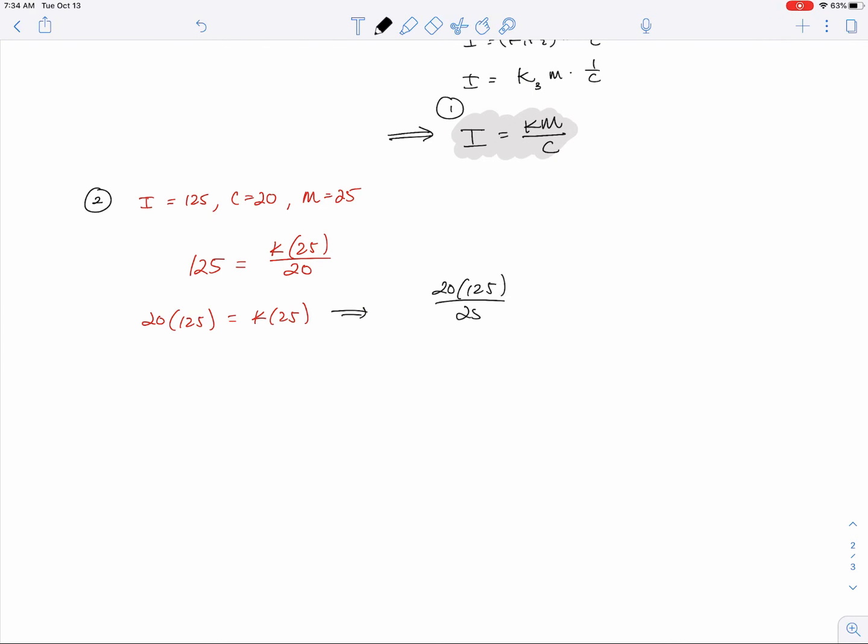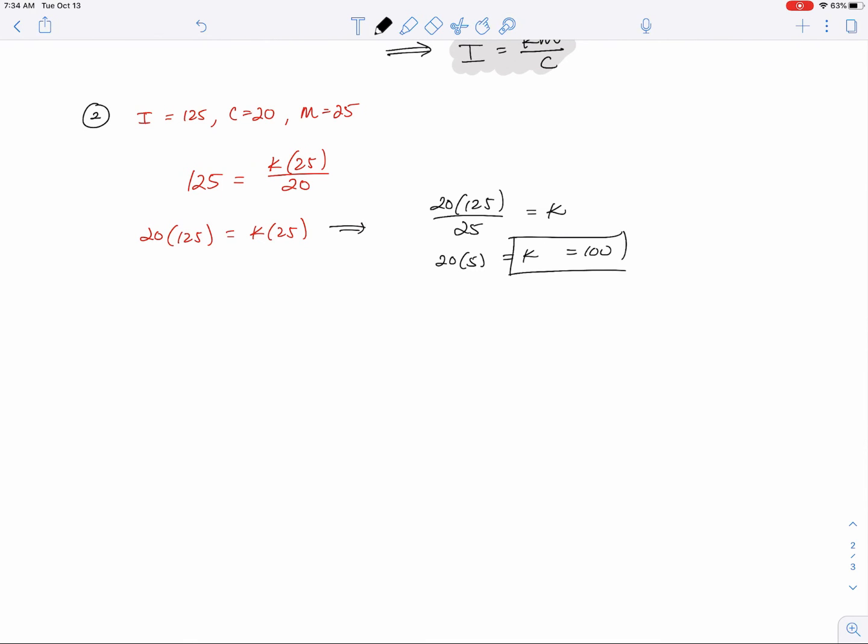Note how I'm not breaking my neck trying to simplify this right out of the gate. If I can, I will. Okay, so 25 goes into 125 5 times. This is 20 times 5, which is 100. So the constant of proportionality is 100. Okay. Now, we'll revise our equation. The IQ is proportional by a factor of 100 to the mental age divided by the chronological age.